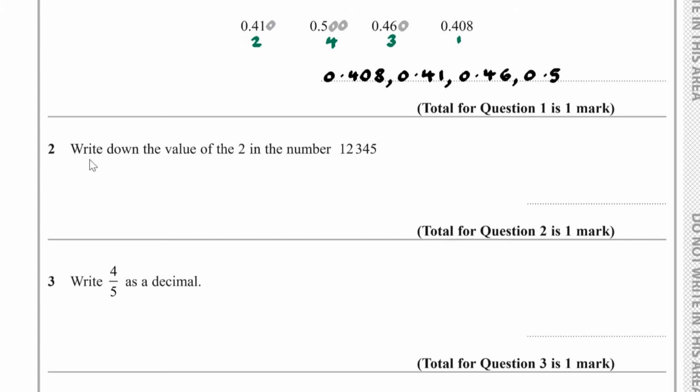Question number 2. We have to write down the value of the 2 in the number 12,345. Well, the 2 is in the thousands column, so the value of the 2 in this number is 2000.